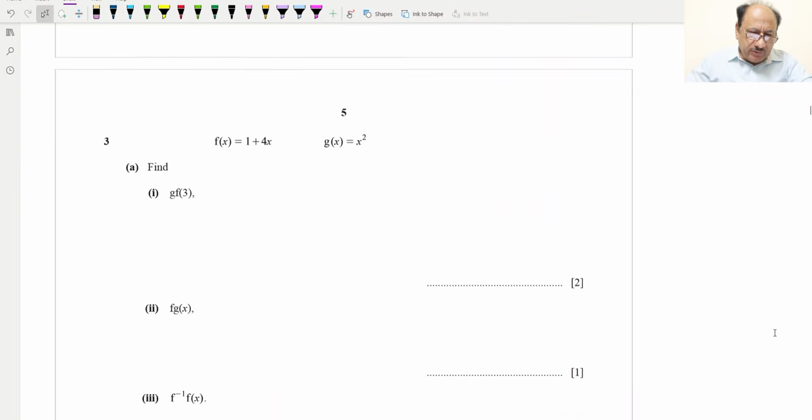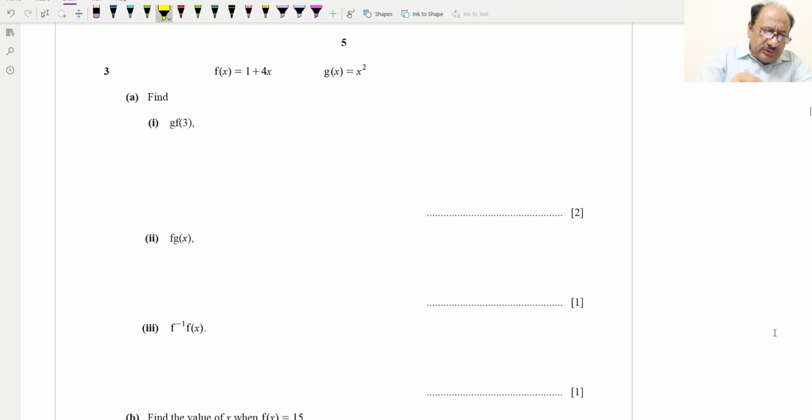Hopefully you understood this. Now question number 3 is an easier one, which is a functions question. f of x and g of x are given. We have to find g of f of 3. So first of all we will find f of 3, which is replacing x by 3 in f of x, so we get 1 plus 4 times 3. 4 times 3 is 12, 12 plus 1 is 13. So f of 3 is equal to 13.